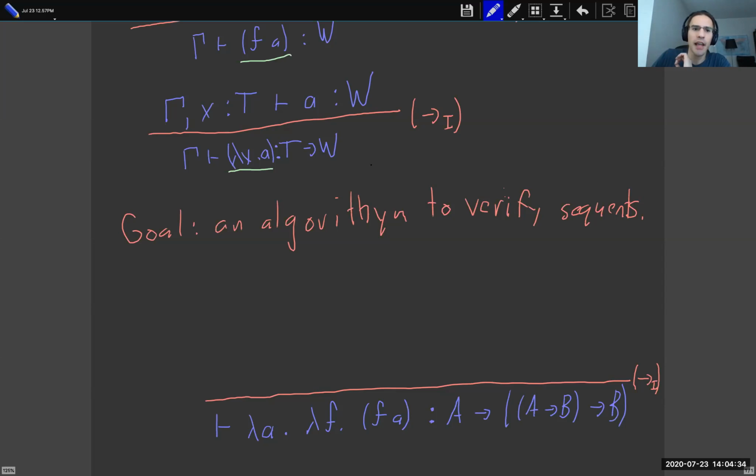So let me ask another question. What is the context gamma? What has gamma been replaced with in here? Nothing. Yes. So gamma, the metavariable here, in this concrete instance stands for the empty context. Now, what about A? What term has A been replaced with?